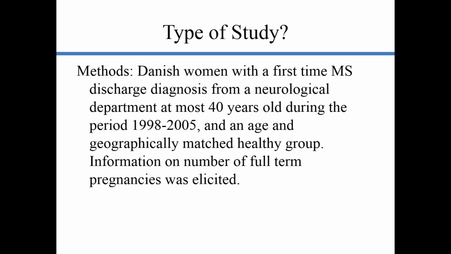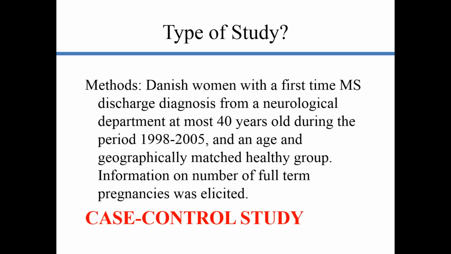Okay? So now that we know that we're starting with people with the outcome, we know the outcome is MS, and we're asking about past history of exposure, which is parity, number of pregnancies. So let's see. We're starting with a case group and a control group. It's got a backwards directionality. We are starting at disease and we're looking backwards to discover the exposure. If you said case control study, you are absolutely correct.